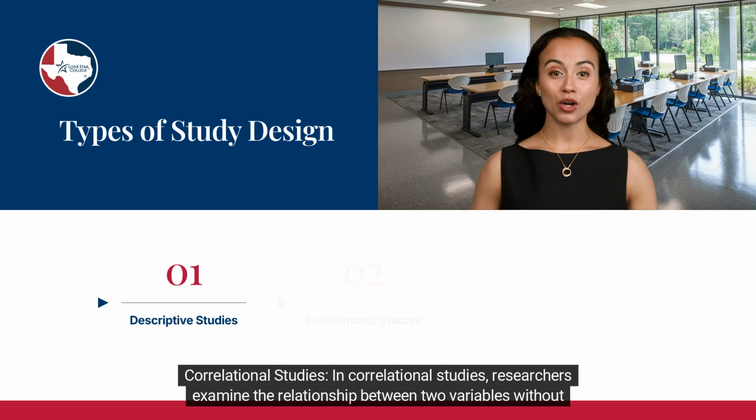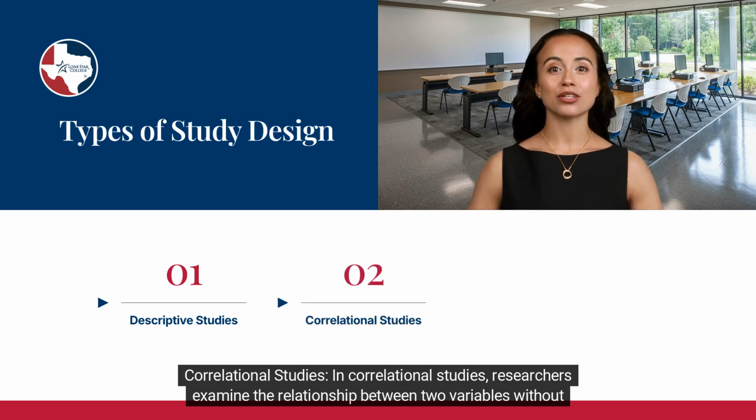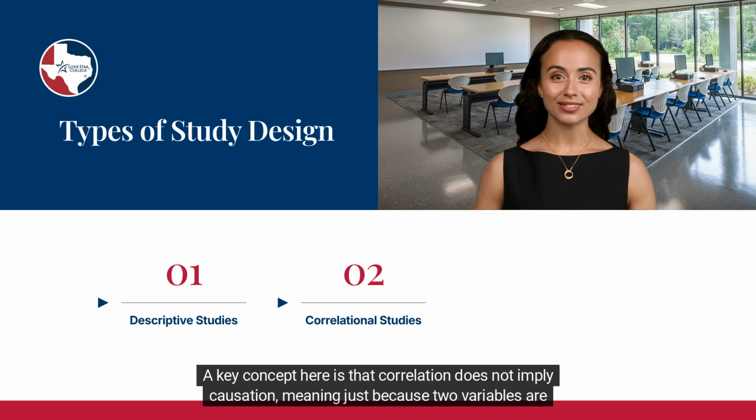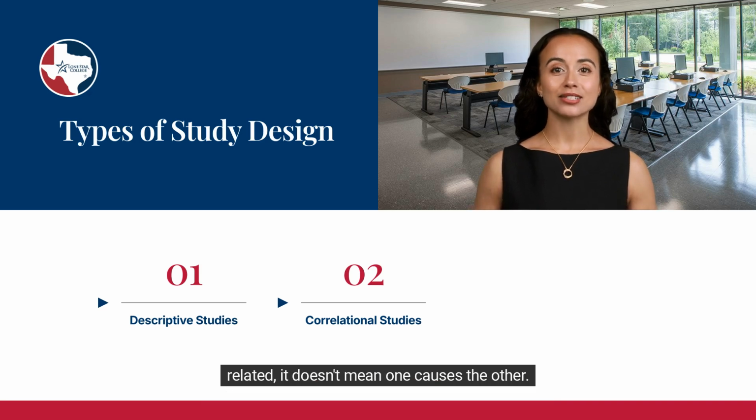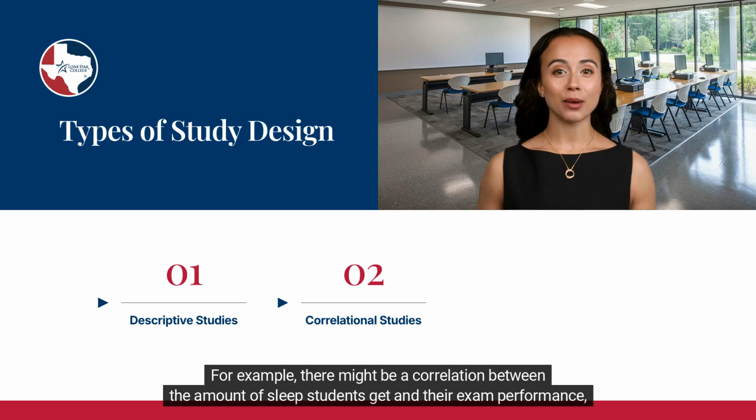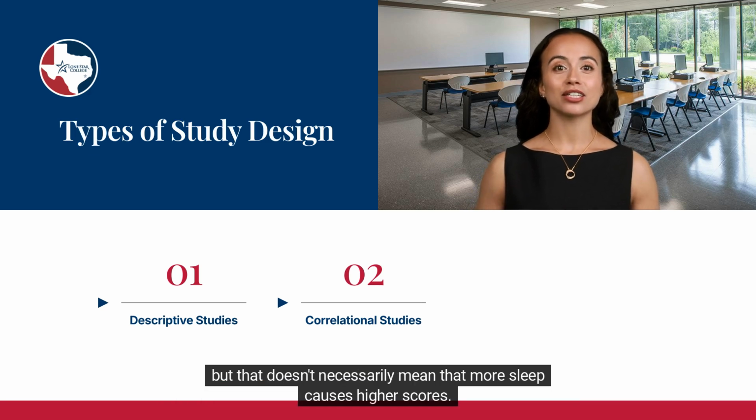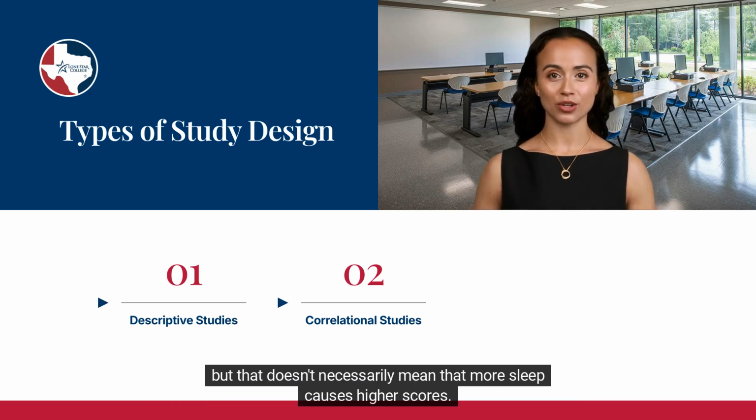Correlational studies. In correlational studies, researchers examine the relationship between two variables without manipulating them. A key concept here is that correlation does not imply causation, meaning just because two variables are related, it doesn't mean one causes the other. For example, there might be a correlation between the amount of sleep students get and their exam performance, but that doesn't necessarily mean that more sleep causes higher scores.